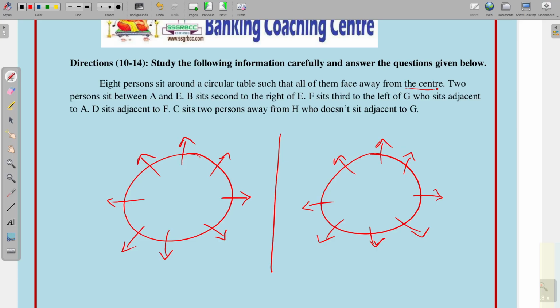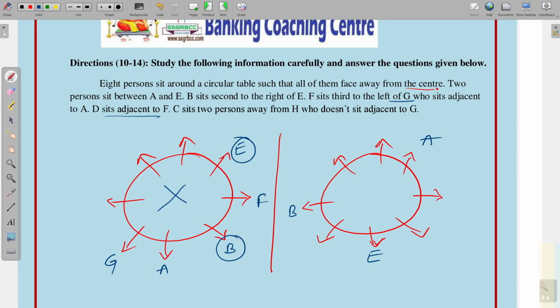See the first one. 2 persons between A and E, B second to the right of E. So between A and E there are 2 persons. First possibility, second possibility. B sits second to the right of E, so B is placed here. F sits third to the left of G, who sits adjacent to A. If G is placed here, G is adjacent to A and F is third to the left of G, so 1, 2, 3, here F is placed. And next, D sits adjacent to F. Here we don't have any place to fix D, so this possibility is not correct.